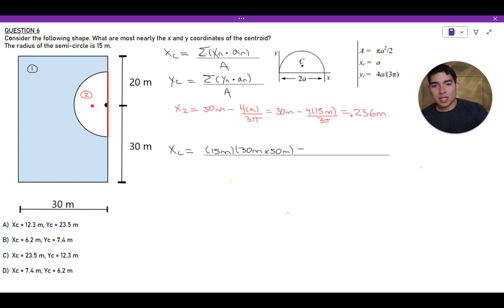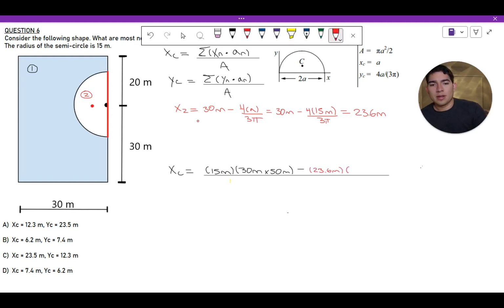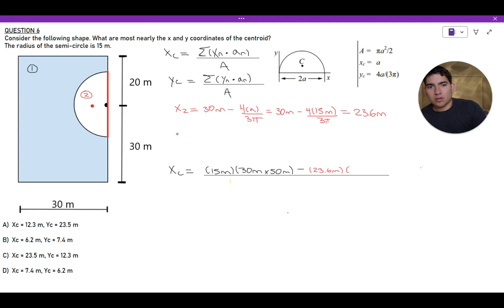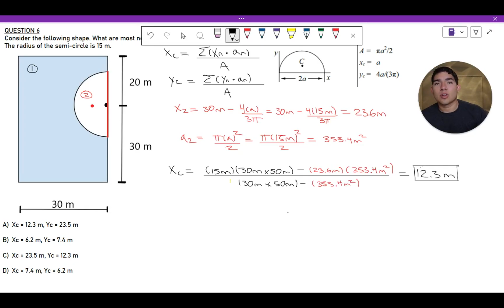So once you put that in your calculator, you're going to get 23.6 meters for that x-coordinate. And then we're also going to need to find the area for that semicircle. So let's use this formula right here to find that. Once you put that in your calculator, you're going to get 353.4 meters squared. So now we can use that to complete this formula and see what that part of the solution is. Once we put that in our calculator, we're going to get 12.3 meters for this one.